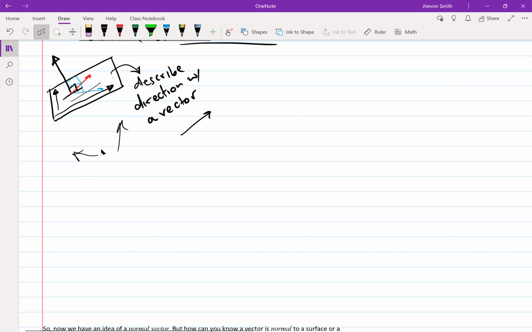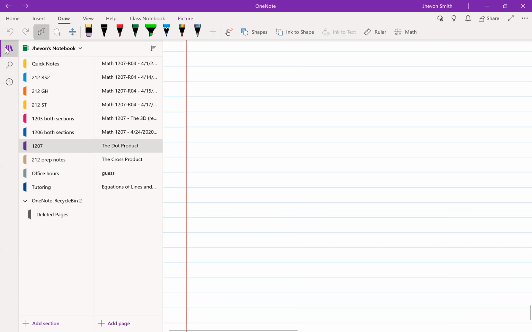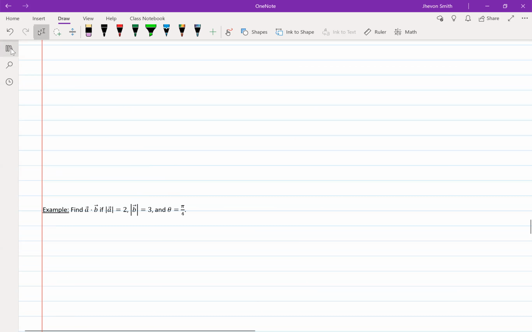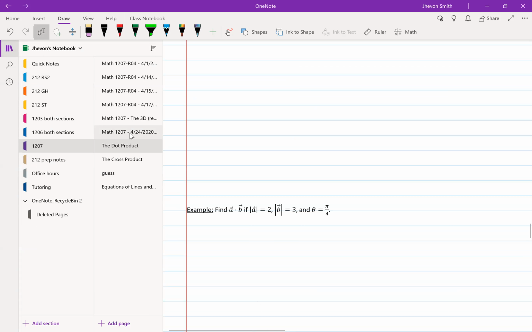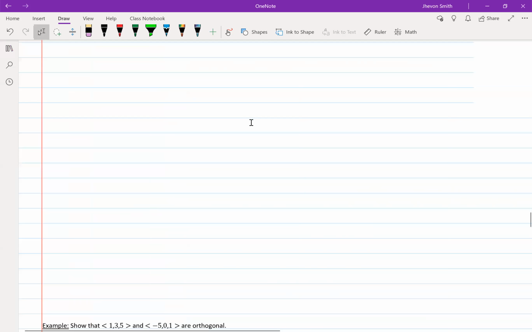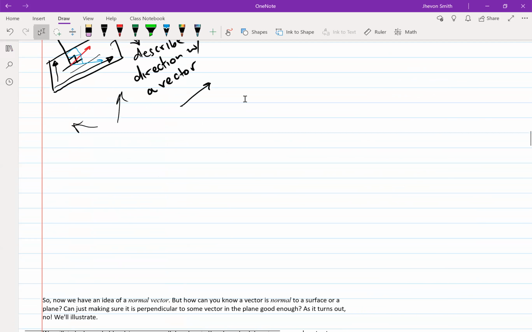And in fact, I actually have a little picture here. Where am I? 1207. I don't know why I scrolled down all the way there. Okay, let's put in the picture here.